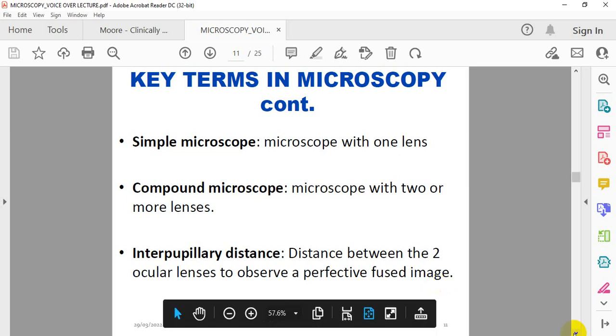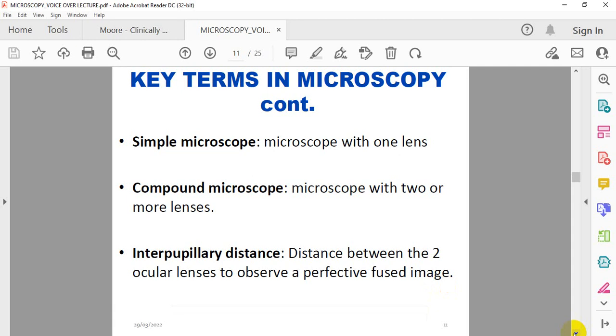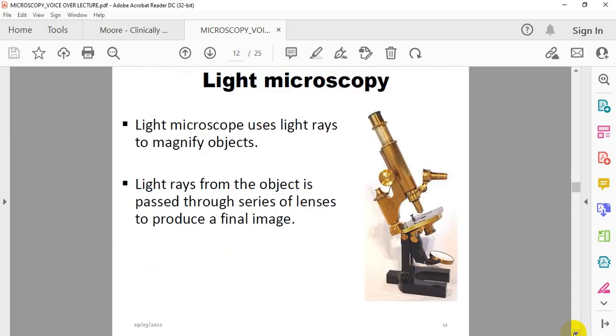Somebody's interpupillary distance may be longer than another person's. So most of the time, if it's long, you adjust it, make it long. If your own is short, then make it short. When you adjust the objective lens, make it shorter so that you can be able to see.